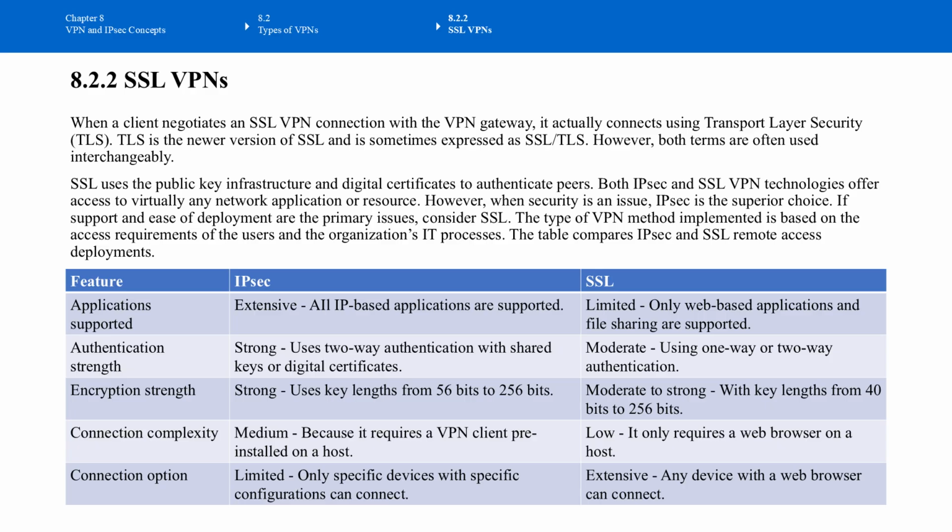In terms of encryption strength, IPsec is strong. It uses key lengths from 56 bits to 256 bits. SSL is moderate to strong, with a key length from 40 bits to 256 bits. In terms of connection complexity, IPsec is medium because it requires a VPN client pre-installed on a host. For SSL it is low. It only requires a web browser on a host.